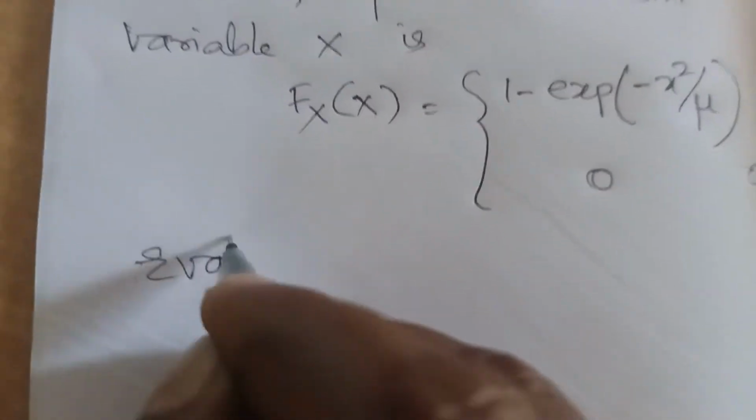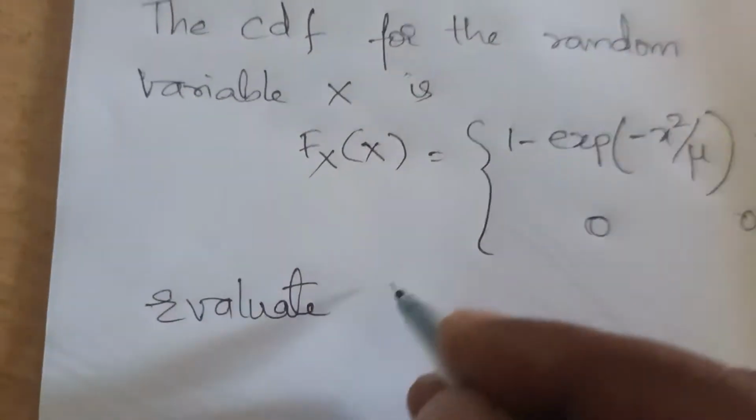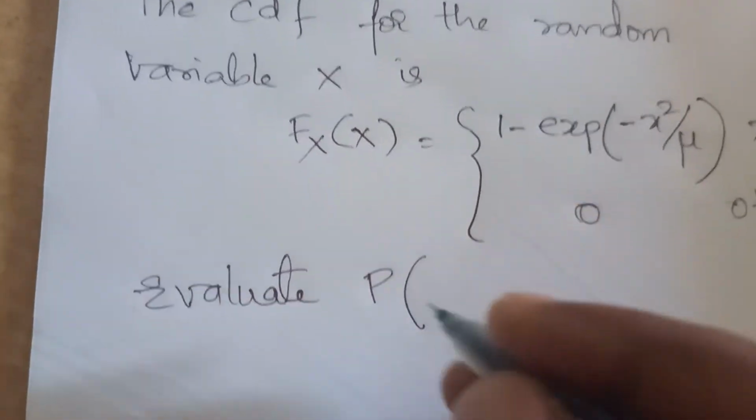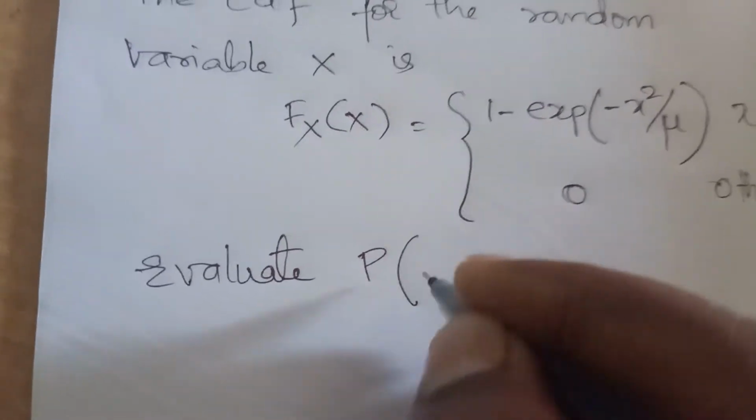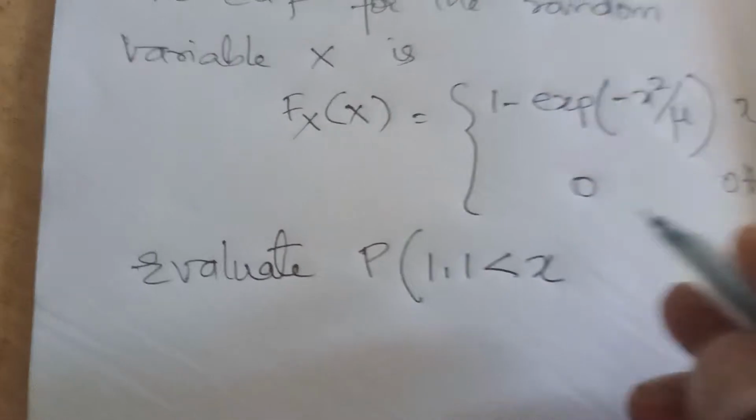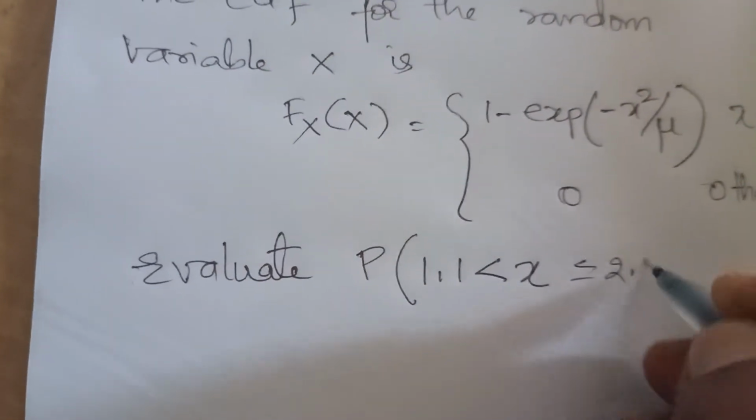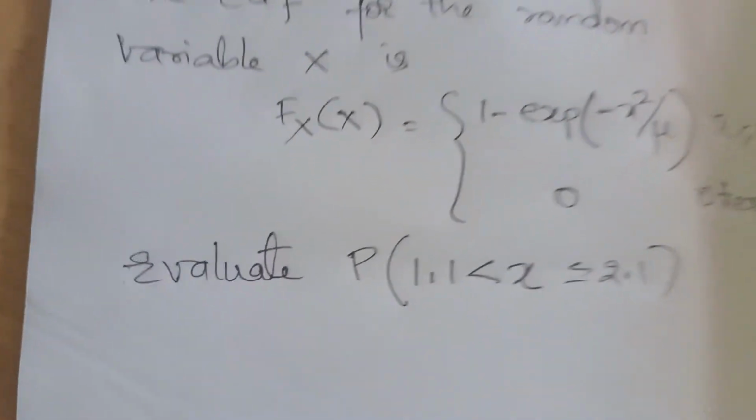What you need to find out here is evaluate P of x being greater than 1.1 and less than or equal to 2.1. Now this is the question.